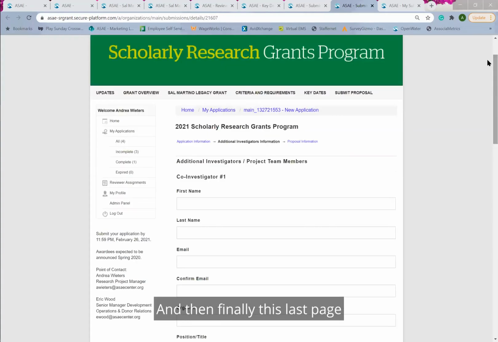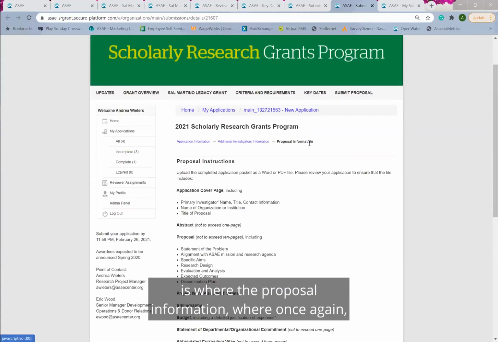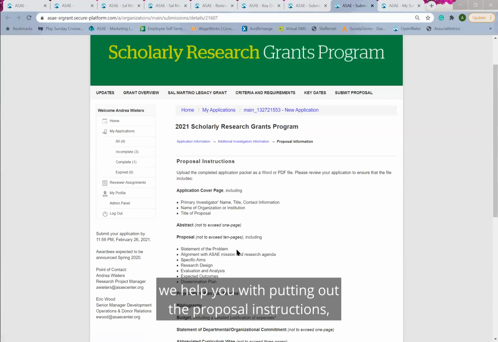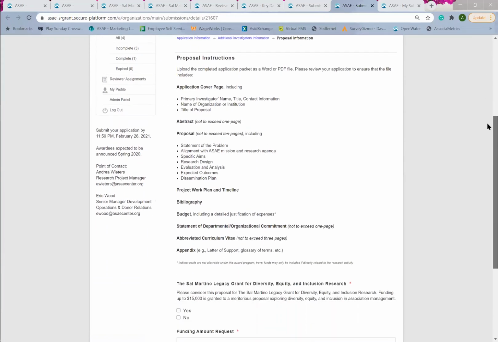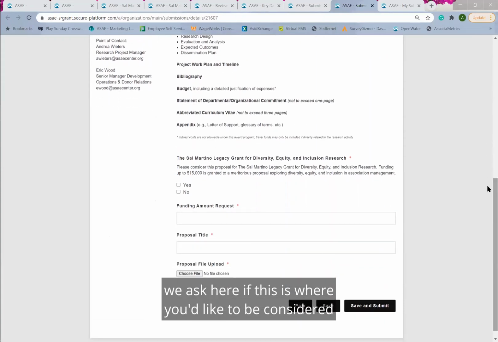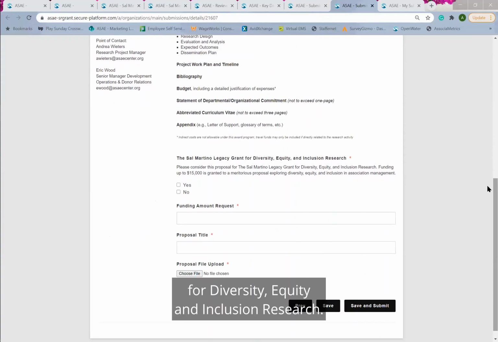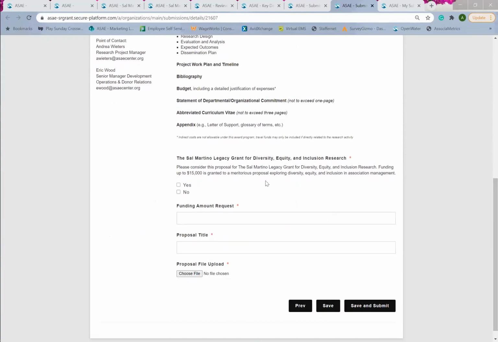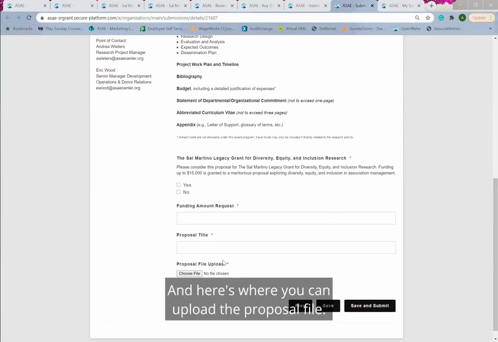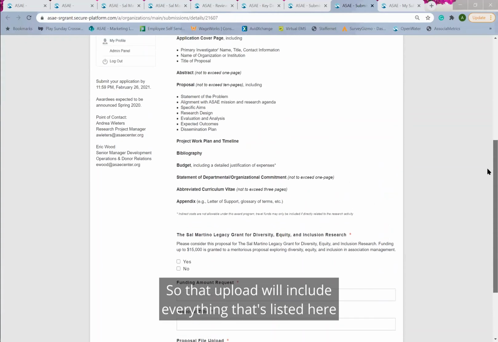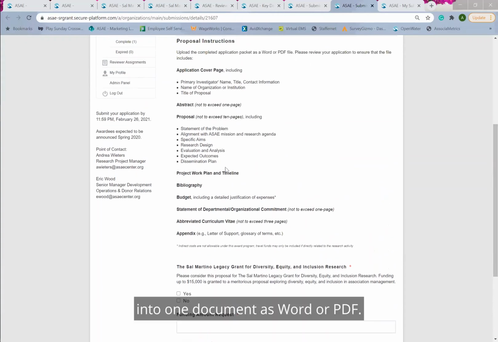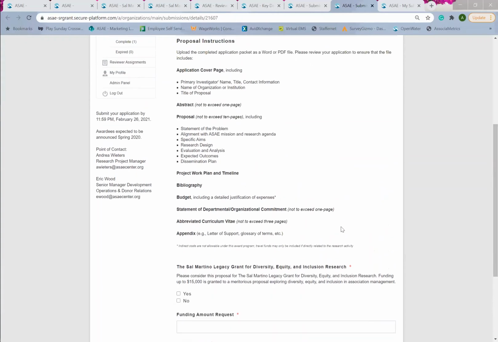Finally, this last page is where the proposal information goes, where once again we help you with the proposal instructions. We ask here if this is where you'd like to be considered for the Sal Martino Legacy Grant for Diversity, Equity, and Inclusion Research. And here's where you can upload the proposal file. That upload will include everything that's listed here in one document, as Word or PDF.